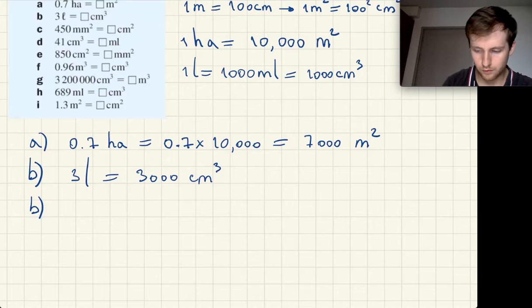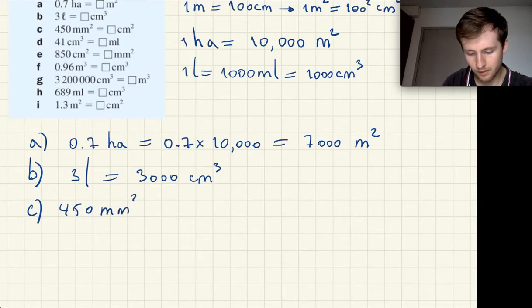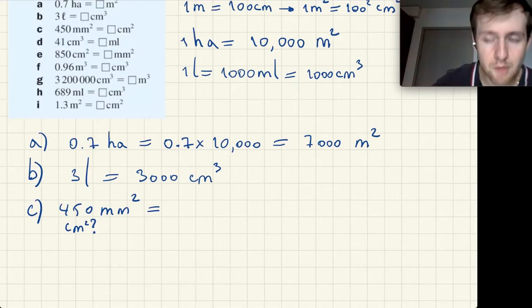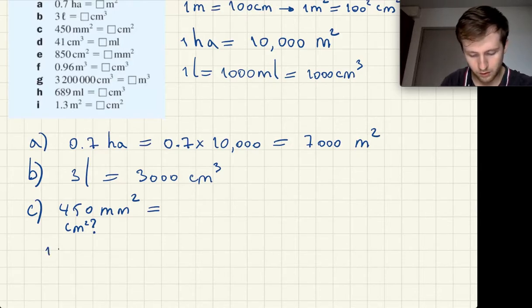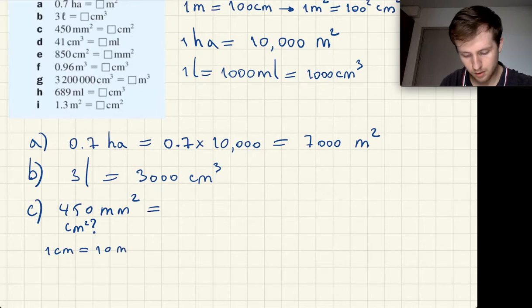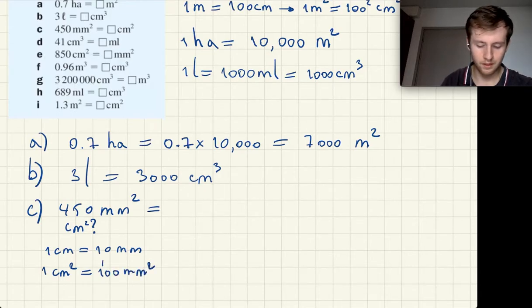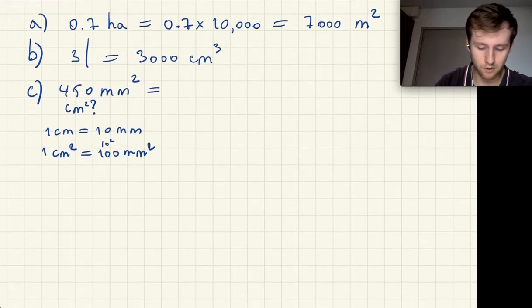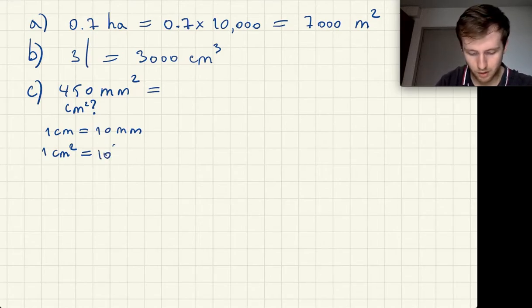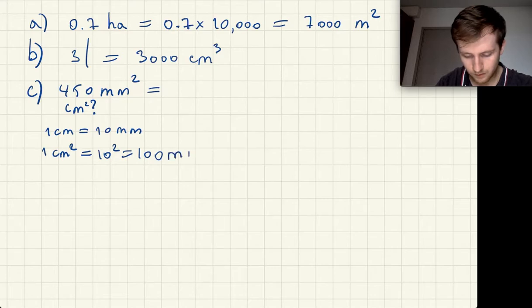Next we have, sorry, this is C. In C we have 450 millimeters squared, and how many centimeters squared is that? Millimeters squared to centimeters squared. Here we can remember that 1 centimeter is equal to 10 millimeters. That would mean that 1 centimeter squared would be equal to 100 millimeters squared, right? Because 10 squared is equal to 100.